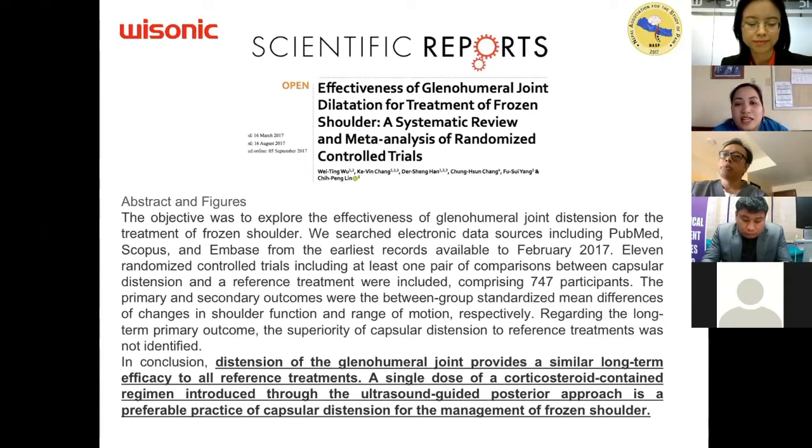There is this paper in Scientific Reports which talks about the effectiveness of glenohumeral joint distension for treatment of frozen shoulder. It was a systematic review and a meta-analysis.